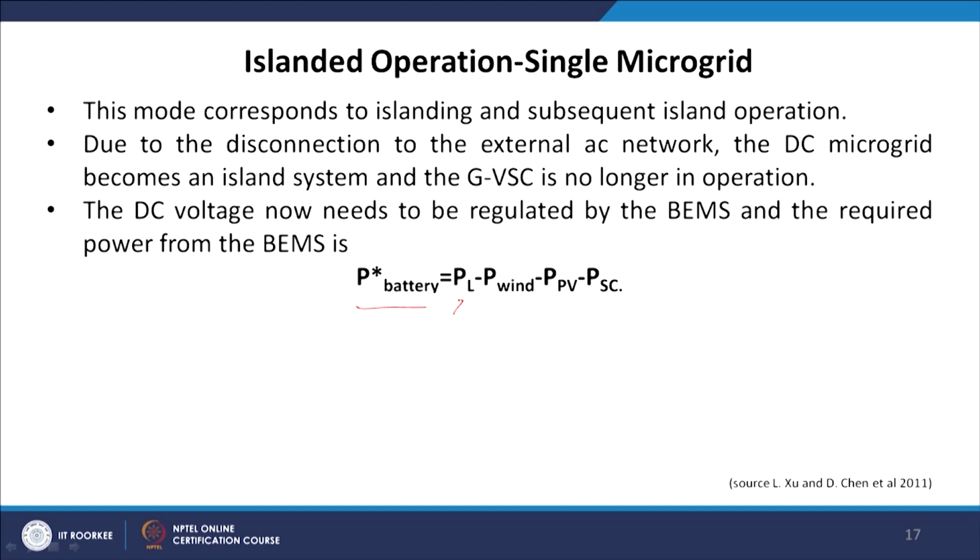So, you can see the P battery, which is P load minus P PV, minus P wind, minus P supercapacitor. So, the energy that has to come from the battery must be equal to the difference between the load, power from the PV, power from the wind and power for the supercapacitor. So, the battery plays a very important role during islanded operation of a DC microgrid.